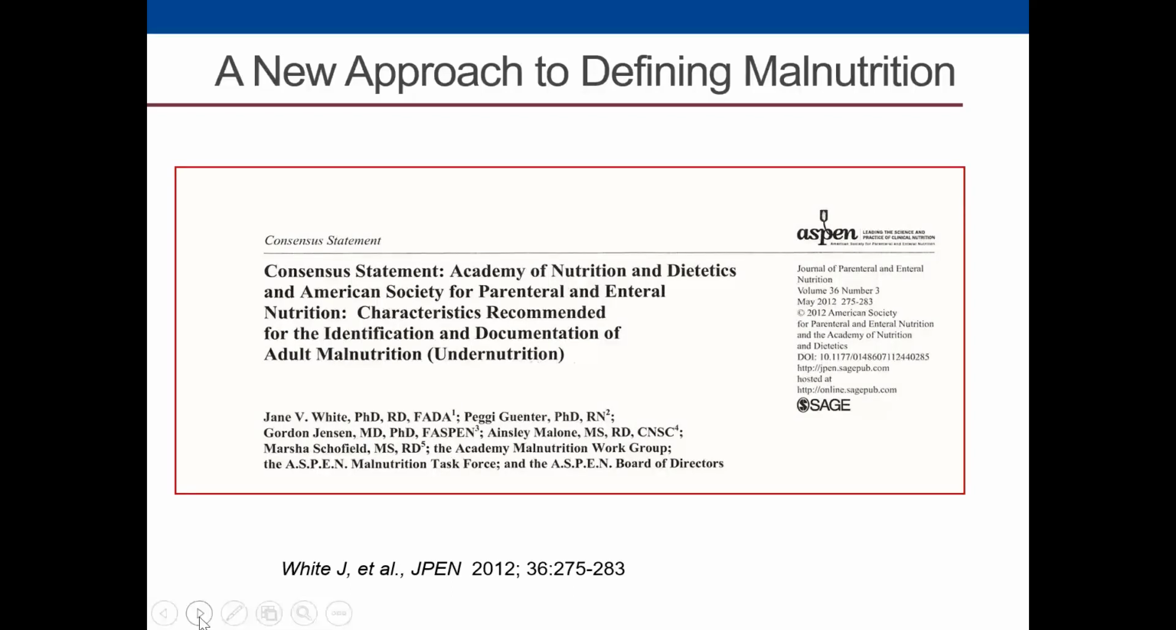Now, Karen mentioned at the beginning, this was the publication that brought forth the consensus characteristics that were developed by a work group of both the Academy of Nutrition and Dietetics and Aspen. And I was fortunate to be a part of this. This was published in May of 2012.